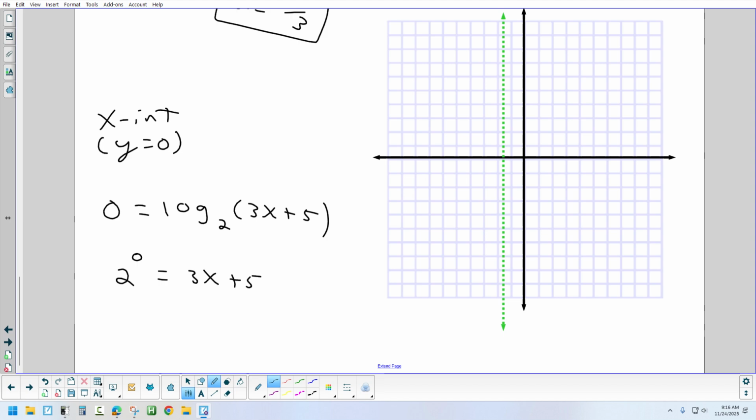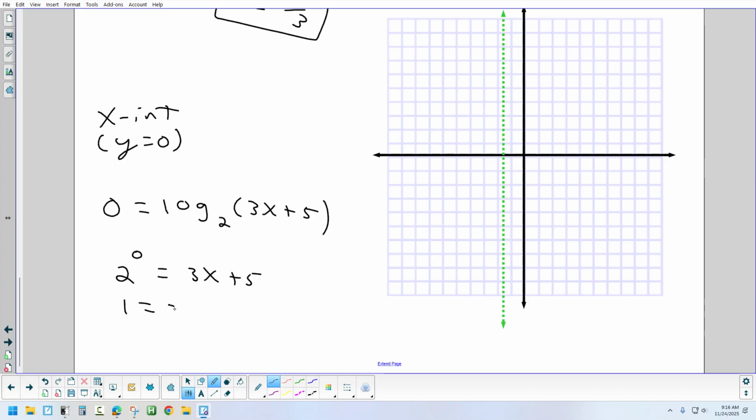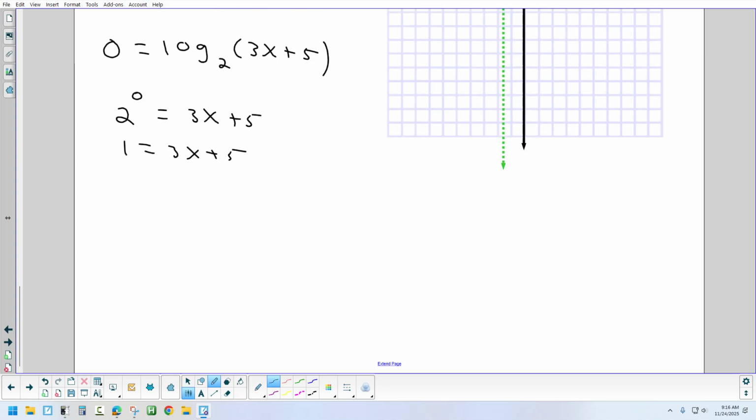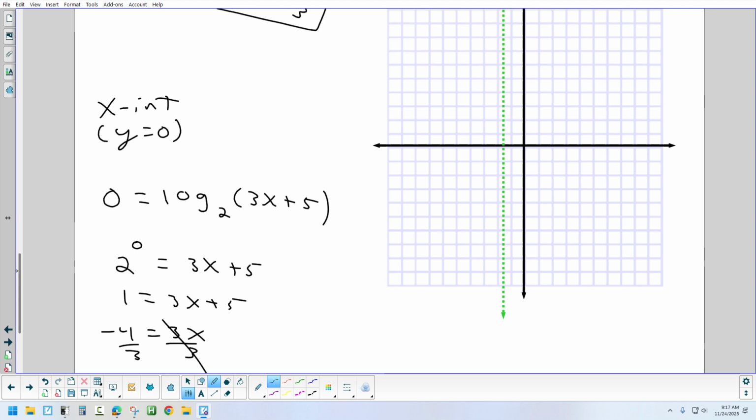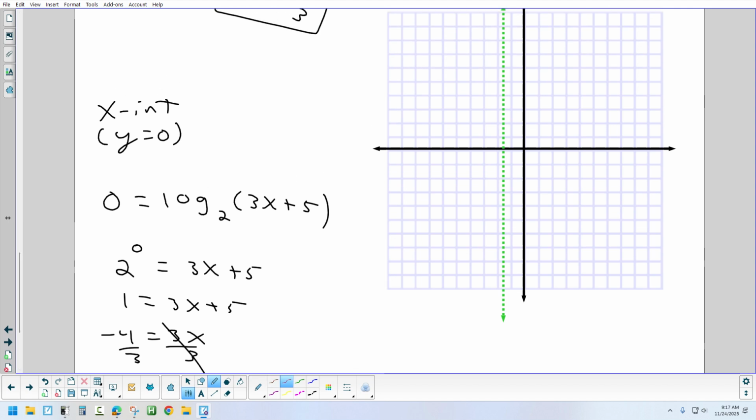So now we have a very simple equation to solve for x. We get 1 equals 3x plus 5. Bring your 5 over and divide by 3. So your x-intercept is at negative 1.3 repeated, right about there.